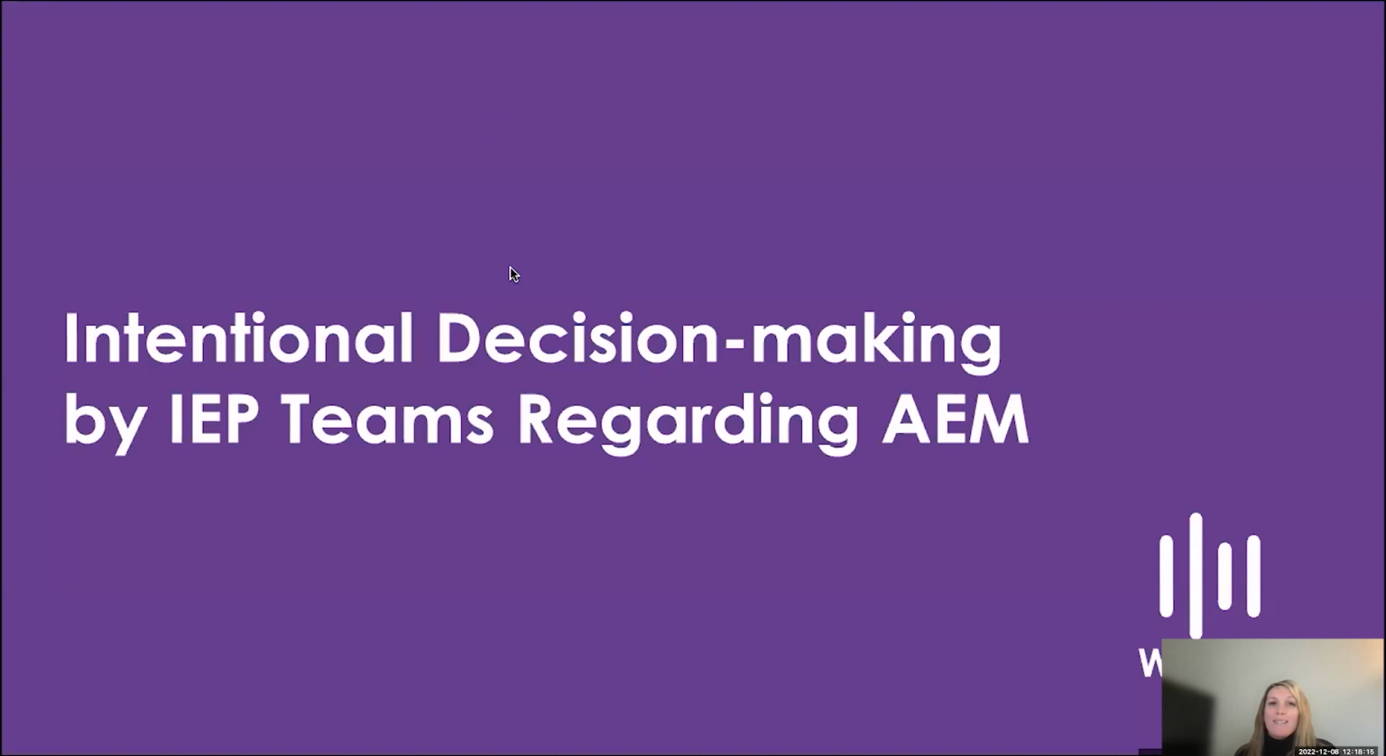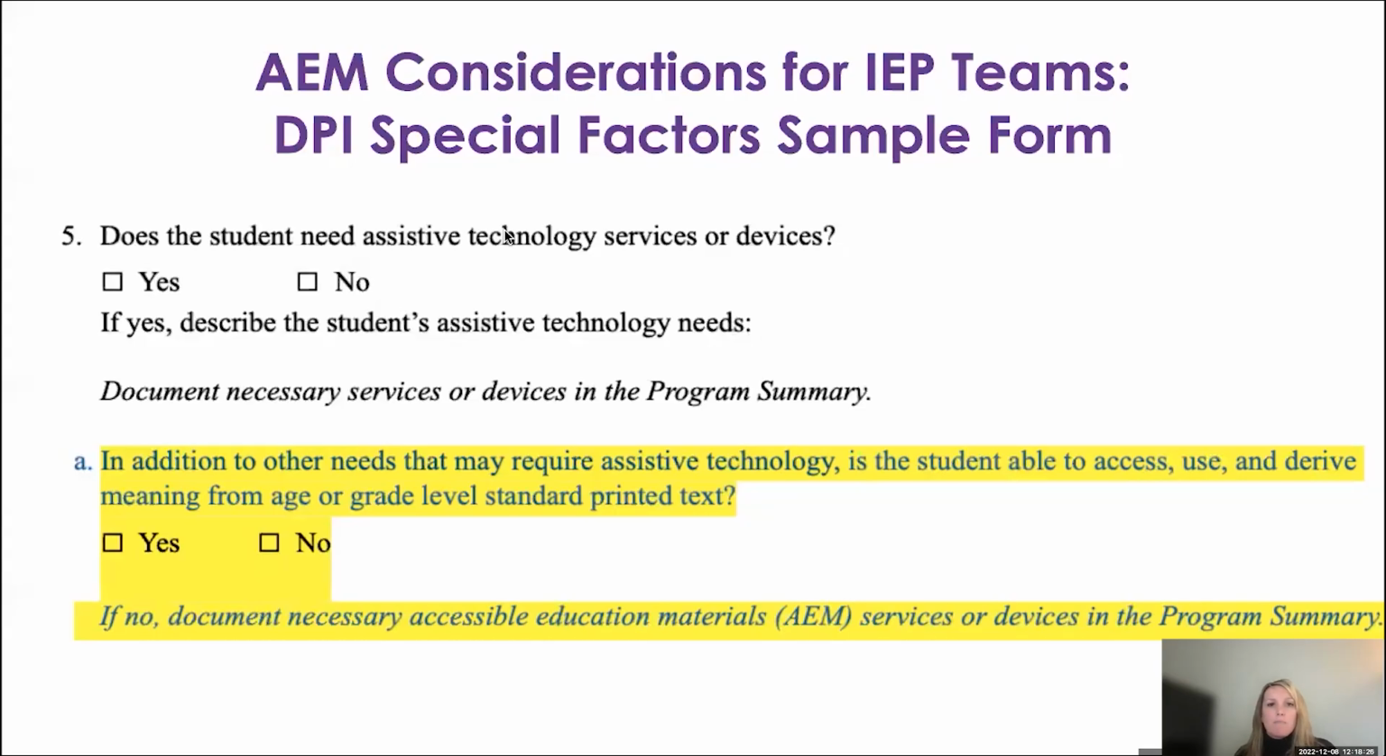We recognize that is a lot to unpack, and so we are excited to announce a new resource to help IEP teams with their intentional decision-making around AIM. If you have been a part of an IEP team meeting this school year, you have likely seen the revised AIM prompt. On your screen now, you see the Department of Public Instruction's Special Factors Sample Form. Question number 5 reads, does a student need assistive technology services or devices? Underneath that question, you see the highlighted sub-question letter A.